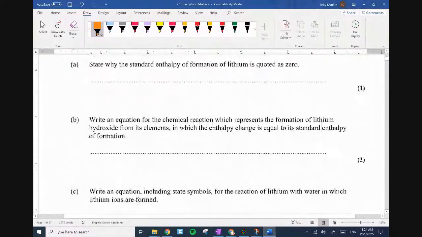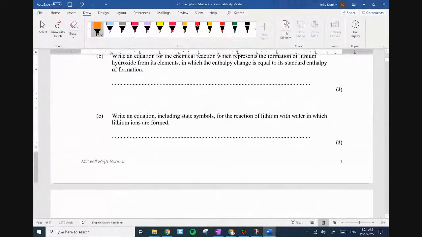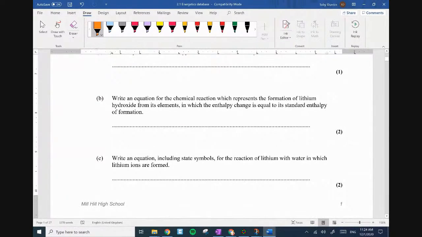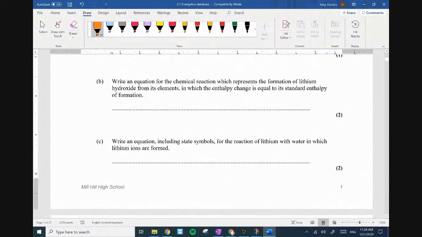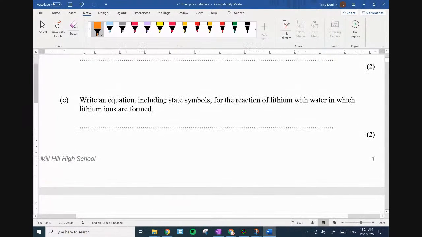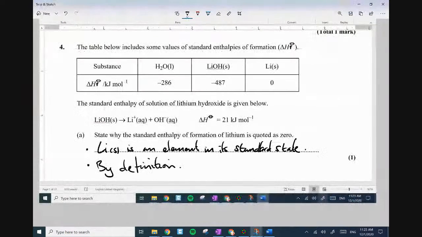But anyway. Write an equation. I'm looking for calorimetry. Write an equation that represents the formation of lithium hydroxide. Fine, we can do that. Lithium, water, hydrogen ions. Oh, write an equation including state symbols for the reaction of lithium with water in which lithium ions are formed. What a lovely question. Oh, don't want to write on that. No. Snip. Guys, this is really lovely.